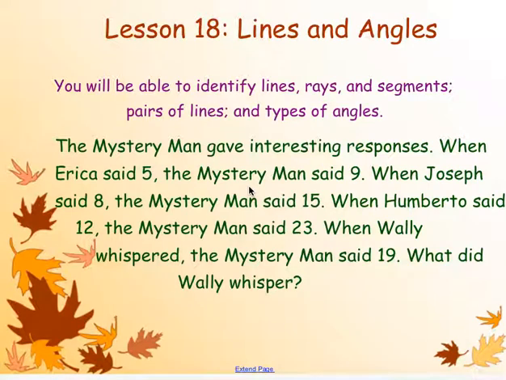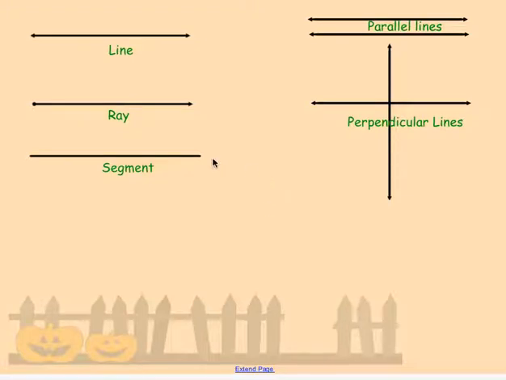Course 3, Lesson 18 is about lines and angles. This is going to be pretty quick. We are just looking at some of our different lines and angles and naming them.